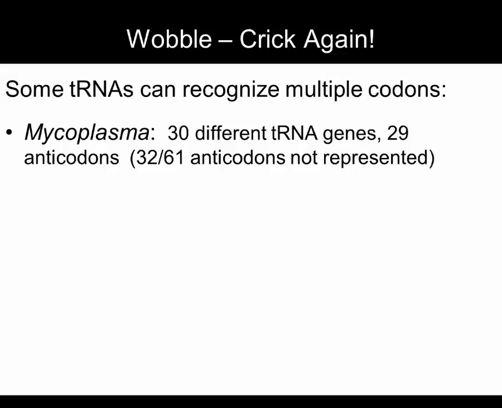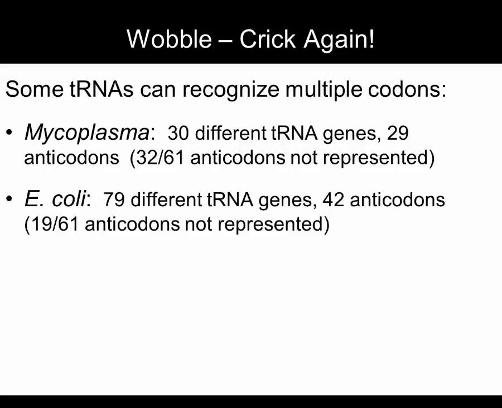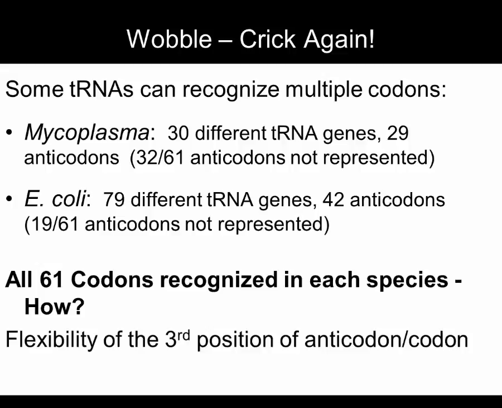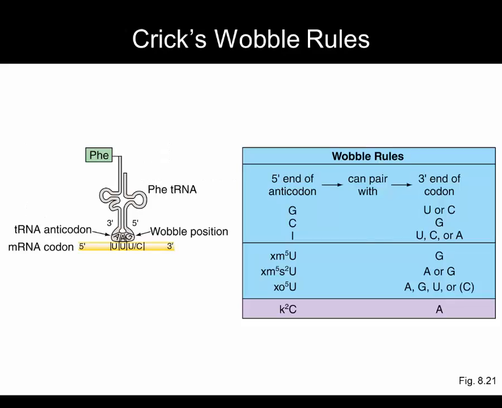The bacterium Mycoplasma has only 30 different tRNA genes representing 29 different anticodons. E. coli has 79 tRNA genes, but they only represent 42 anticodons. Both are far short of the 61 different non-stop codons that must have tRNA partners. This is possible due to the flexibility of the third position of the anticodon. Because the anticodon is part of a loop and not strictly linear, the base in the 5' position of the anticodon, the wobble position, doesn't base pair as you normally expect.